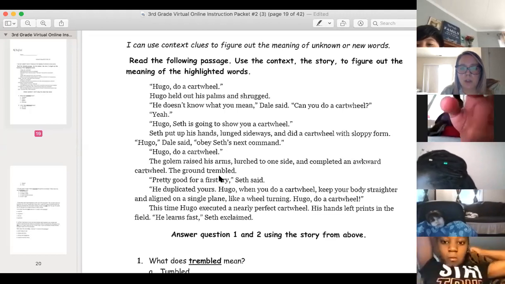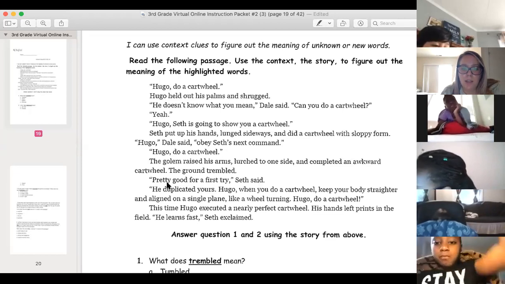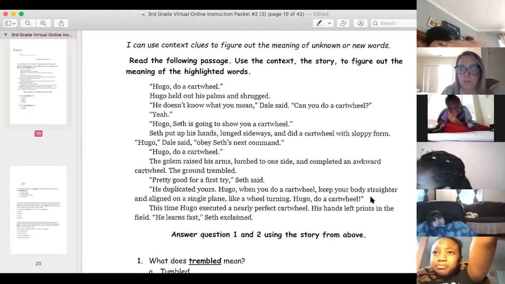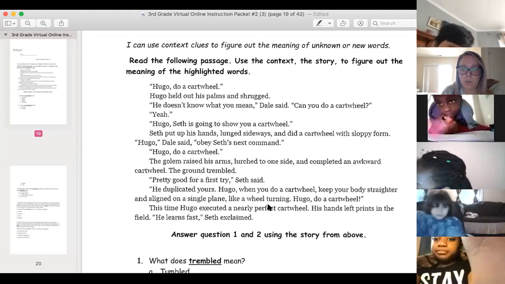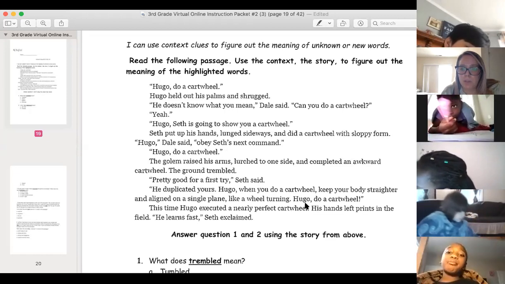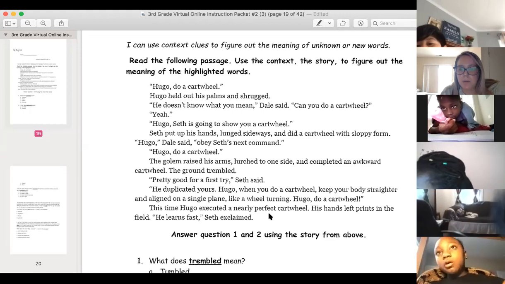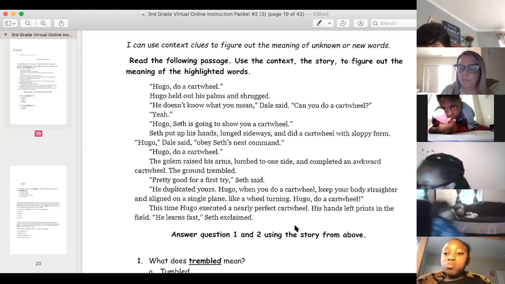The ground trembled. Pretty good for your first try, Seth said. He duplicated yours. Hugo, when you do a cartwheel, keep your body straighter and aligned on a single plane, like a turning wheel, like a wheel turning. Hugo, do a cartwheel. This time, Hugo executed a nearly perfect cartwheel. His hands left prints in the field. He learns fast, Seth exclaimed.